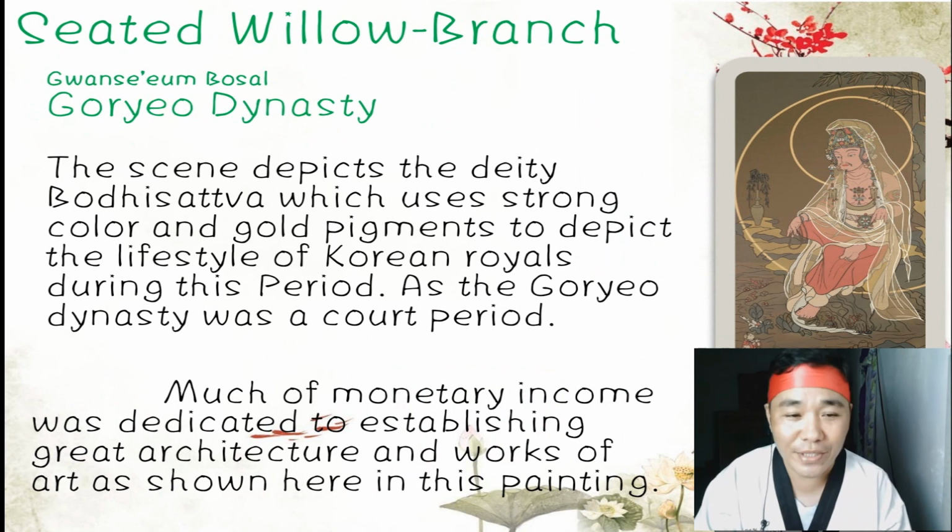Seated Water-Moon Avalokiteshvara, Kwanseum Bosal, during the Goryeo dynasty. The scene depicts the deity Bodhisattva, which uses strong color and gold pigments to depict the lifestyle of Korean royals during this period. As the Goryeo dynasty was a court period, much of the monetary income was dedicated to establishing great architecture and works of art as shown here in this painting.